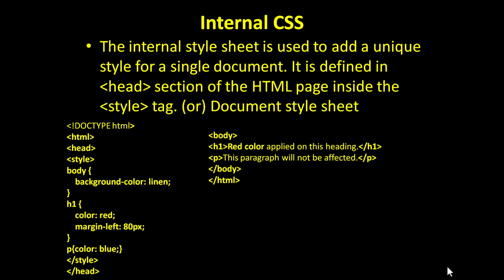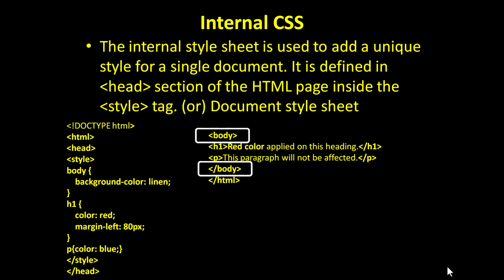Now here we can give certain attributes like body, background color is linen, and h1, which is going to show the color red, and the left margin is set to 80 pixels. If a paragraph is there, it will be enclosed with curly braces, color is blue. Finally we close the style tag, close the head tag, and open the body tag.